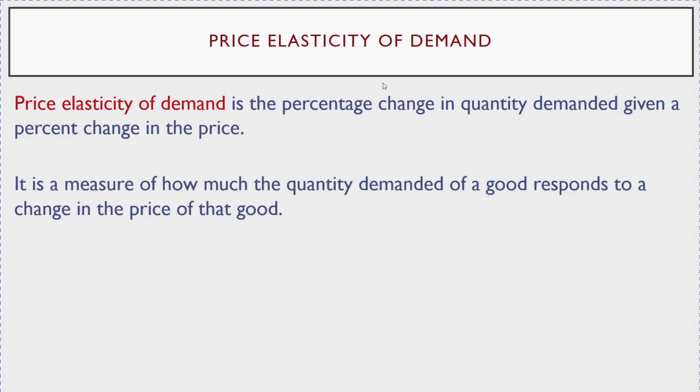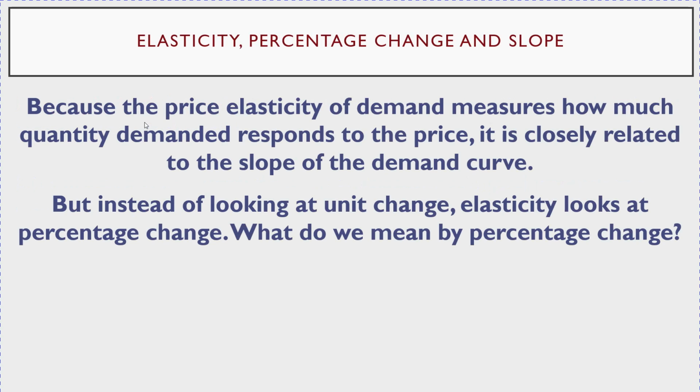In this first video, I'm going to do just the basic formula of the percent change in quantity demanded compared to the percent change in price, and then in the follow-up videos, I'll actually work the calculus of it. Because the price elasticity of demand measures how much quantity demanded responds to the price, it is closely related to the slope of the demand curve. So you can see where the calculus is coming in. Slope, remember, is rate of change. Eventually we're going to look at a derivative, later on. That's where the calculus comes in: we're going to look at the slope of the demand curve. But instead of looking at a unit change, elasticity looks at the percentage change.